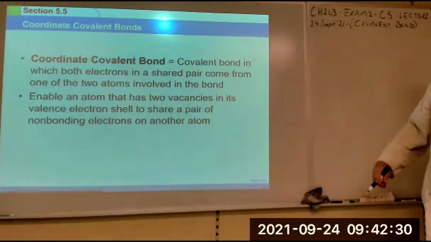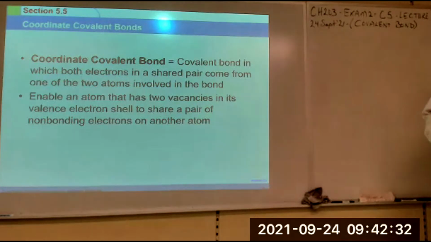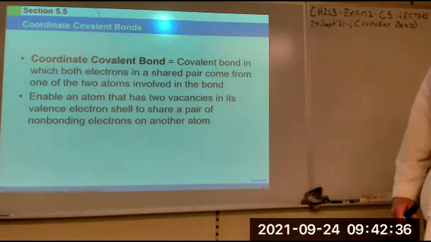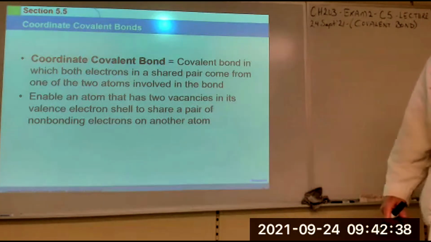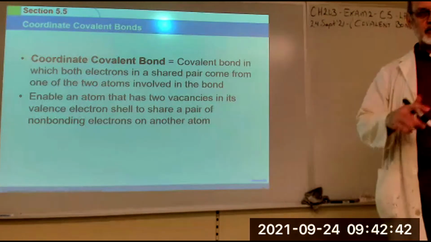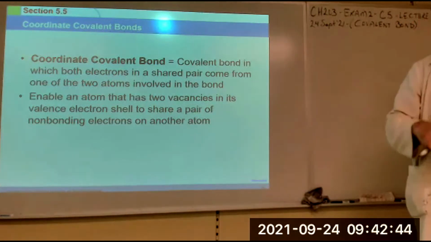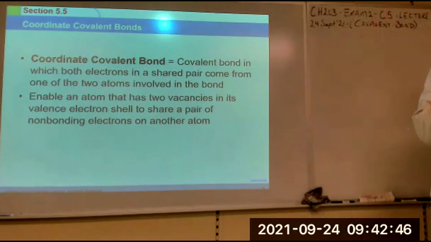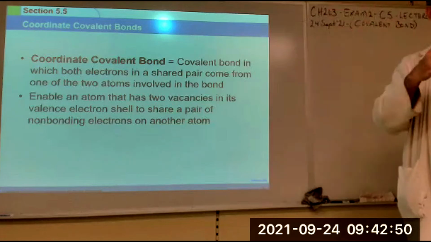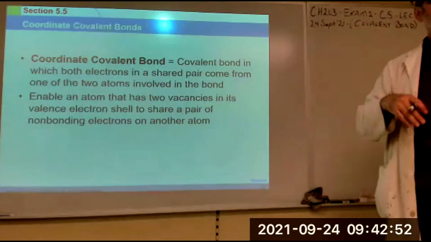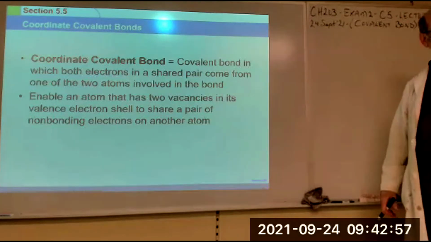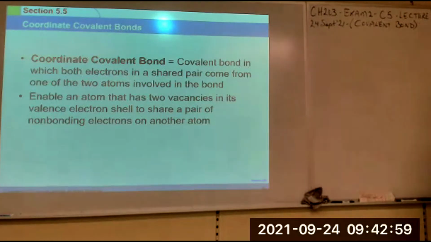A special kind. And the interesting thing about it is, once the bond is formed, you can't say how it was formed, right? Because it looks like any other covalent bond. 2 electrons in the bond, right? Where did they come from? I don't know. Unless you know the circumstances before the bond was formed, then you can deduce that it was a coordinate covalent. But after the bond's formed, there's no way to tell. It looks like any other covalent bond.